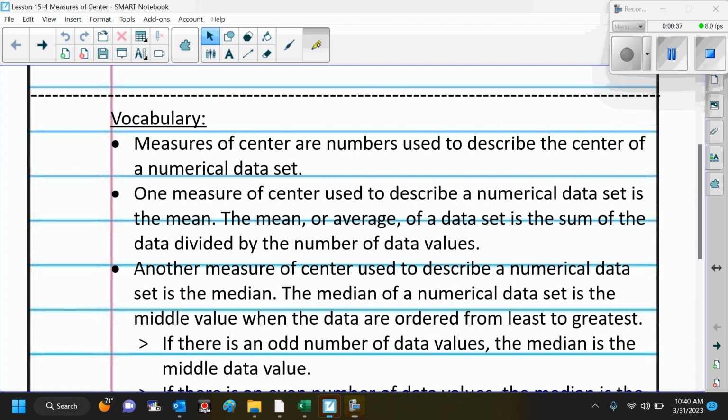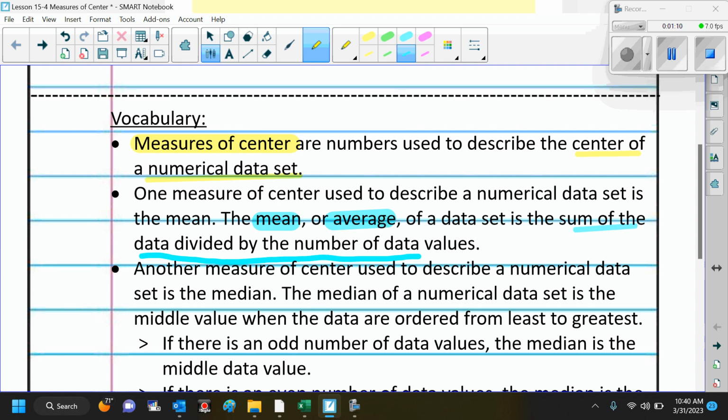So measures of center, that's what, as a group, they're all called. Measures of center are numbers used to describe the center of a numerical data set. One of those measures is called the mean. The mean, or the average, of a set of data is the sum of the data divided by the number of data values. So you just add them all up and divide by how many there are.